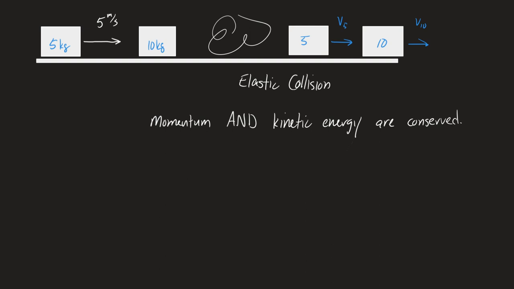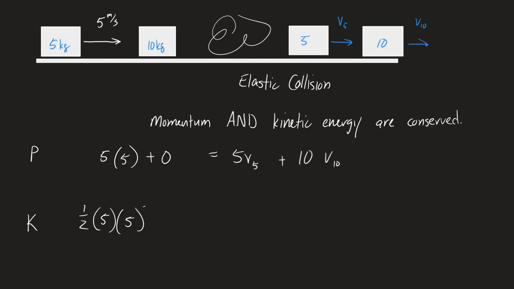The left side has not changed. 5 times 5 plus 0 equals 5v5 plus 10v10. This is the momentum equation. But there's also the kinetic energy equation now. We have more information. The system had 1/2 mv squared amount of kinetic energy.